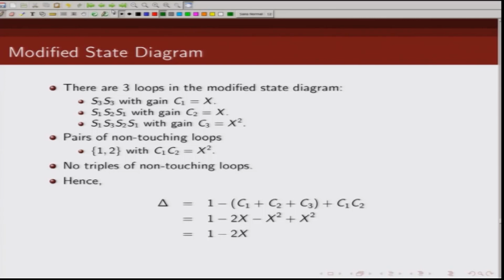So, now we can then find out the value of delta, which is 1 minus summation of these loop gains and plus set of non-touching loops. So, this comes out to be 1 minus 2x.